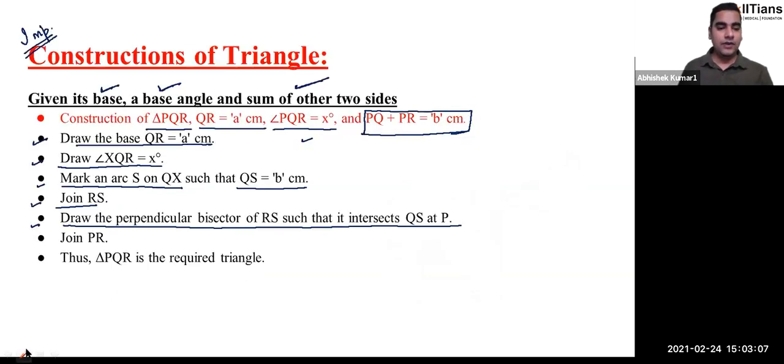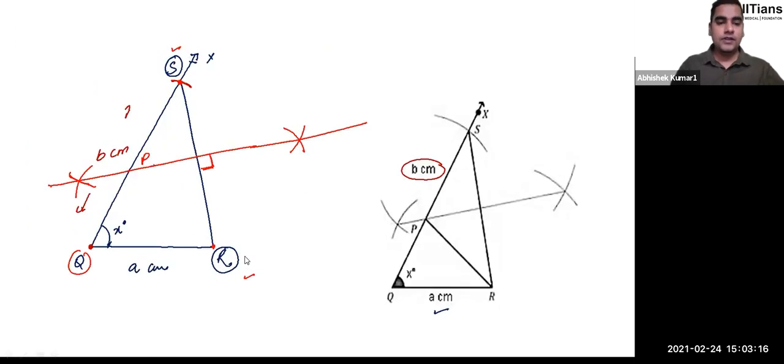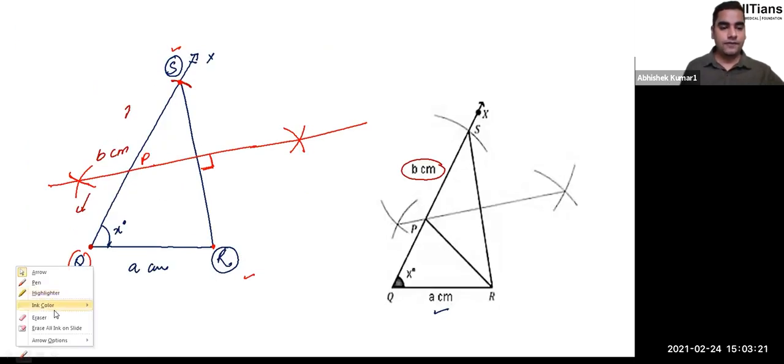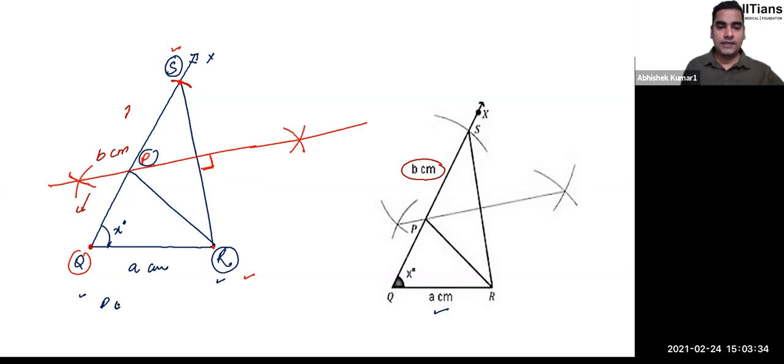And after that, you are going to have your last step. What is that last step? You have to join PR. After joining PR, you are going to get your triangle automatically. So I am going to join my PR here. When I join my PR, I get my triangle PQR. So P is here, Q is here, R is here, and this PQ plus PR will automatically be equal to B centimeter. Understood?